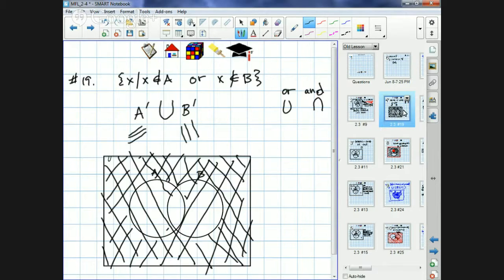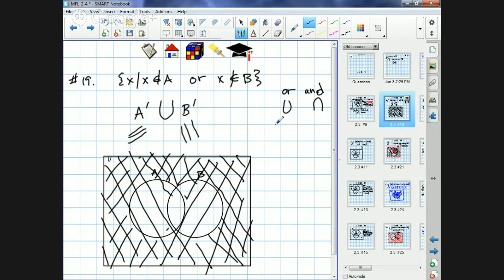Now, did you remember that or is a union? I have that written down. Let me see where I have that in my notes. Or is union together, but no repeats. Is that correct? Yeah, that's what or is. Or means union, and and is used for intersection.